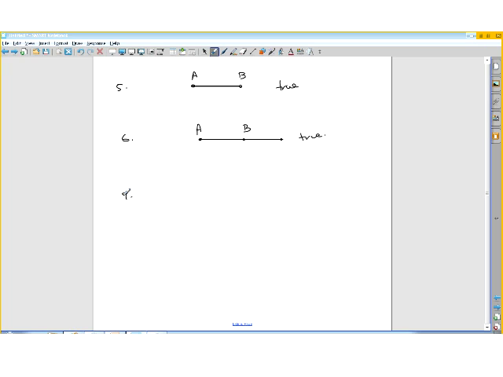7, if A and B are distinct points on a line, then ray AB and ray BA represent the same set of points. So let's draw 2 points again, A and B. So ray AB, we use black for that, we just showed it, starts at A, goes through B, whereas ray BA starts at B and goes through A. So here they do share points, but outside they do not share points. So the answer is false.